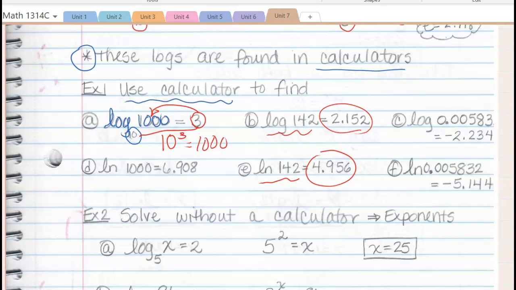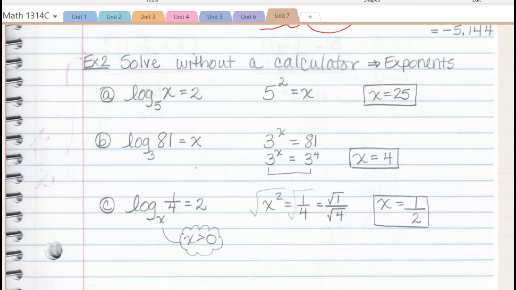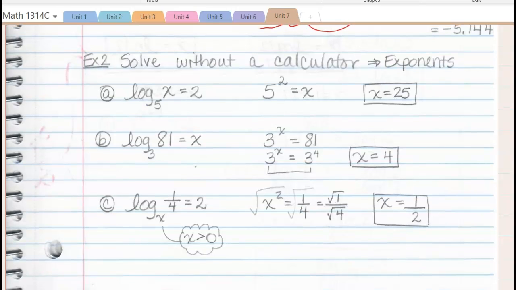Now let's go to example number 2 and try to solve without a calculator. That just means we're going to have to use some exponents. So let's go through example A, where it says log of base 5 of x is equal to 2. Let's rewrite it as an exponent. The base is 5. Our exponent will be 2, and that will equal x. So we can see that this is our problem, and we can solve that because x is equal to 25.